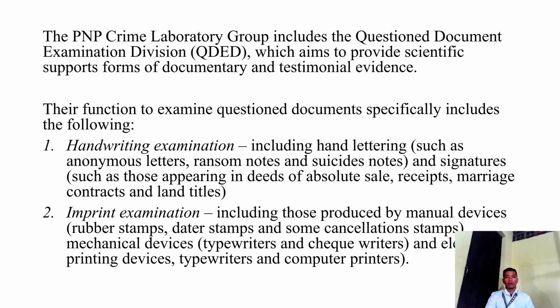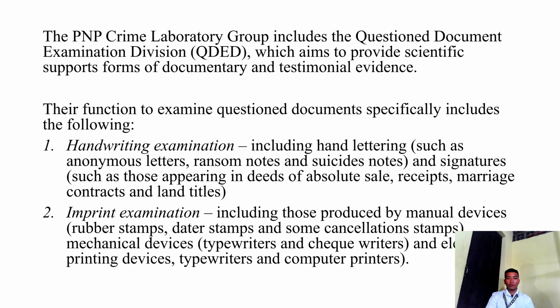The PNP Crime Laboratory Group includes the Questioned Document Examination Division, or QDED, which aims to provide scientific forms of documentary and testimonial evidence. Their function is to examine questioned documents, especially including the following. First is handwriting examination, including hand lettering, such as anonymous letters, ransom notes, and suicide notes, and signatures, such as those appearing in deeds of absolute sale, receipts, marriage contracts, and land titles.